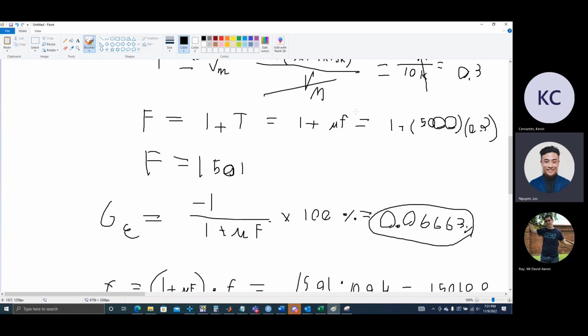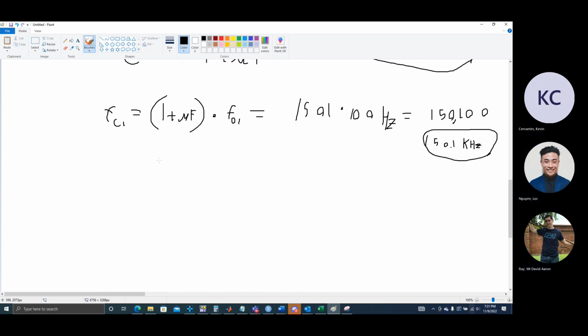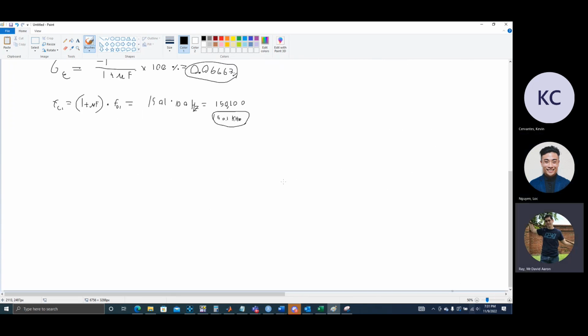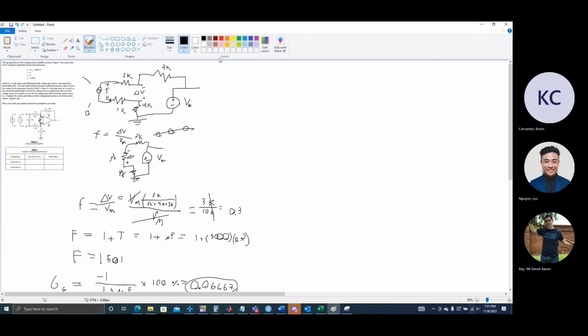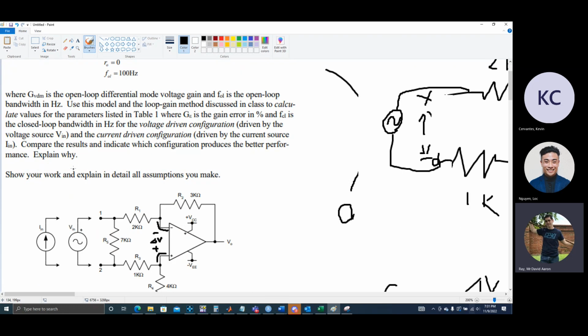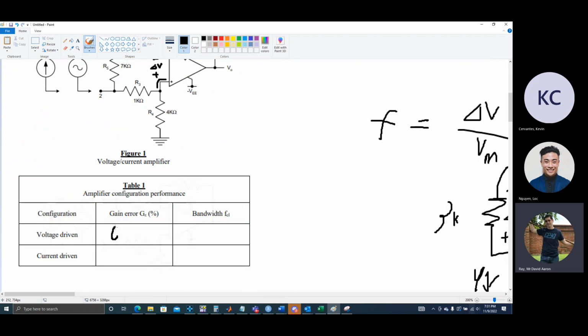Okay, but no, it makes sense. For part B, let me unzoom out of this. For part B, we're going to want our voltage driven. Let me just add this here. He does want it in percent, so I'm going to do 0.06663%. And then we're going to put our 150.1 kilohertz.